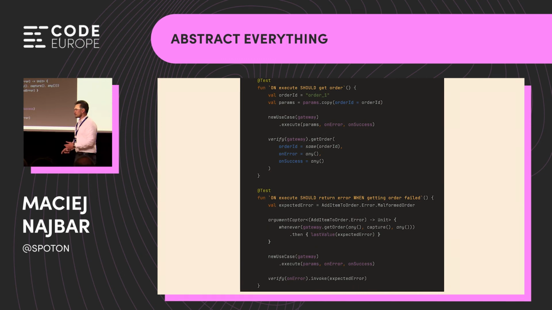Floating interfaces around the code gives us another advantage. We can mock the classes. We can mock these interfaces in order to test it. And that's a huge advantage because we can fake the input and see if the output matches the expectations.